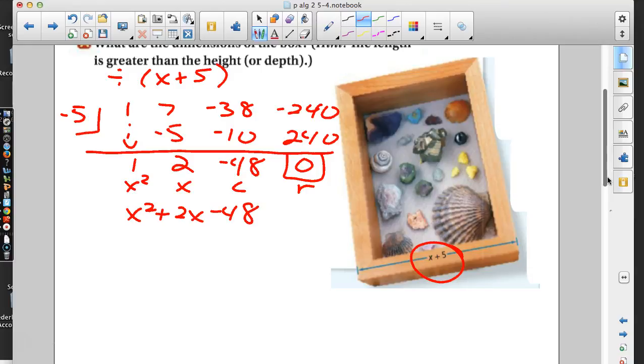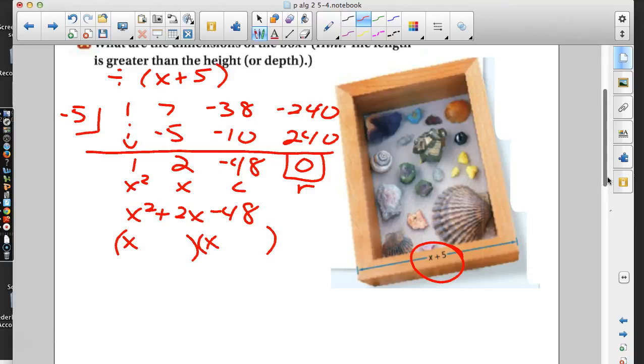So here's what we need to do. If we're going to find the other 2 dimensions, we just need to factor this. It's not a perfect square trinomial, obviously, with the negative 48 back there. Remember, this last one is always the remainder. So remainder, constant, x squared, x cubed, x to the 4th. It's always remainder, then constant, then x is increasing from the right-hand side.